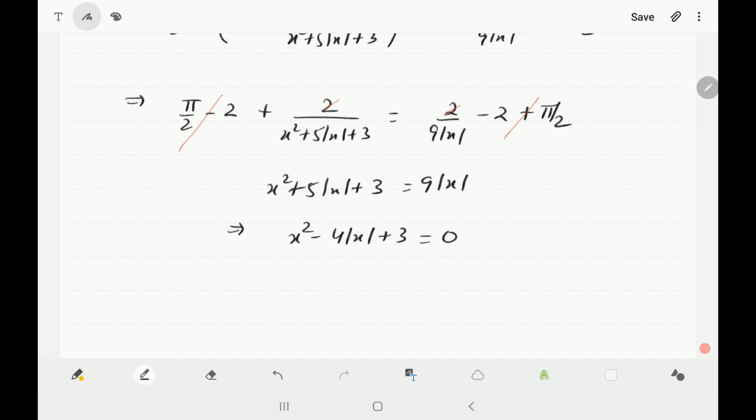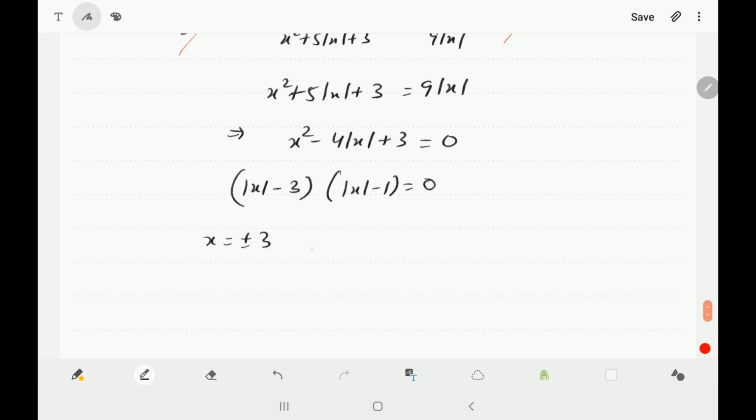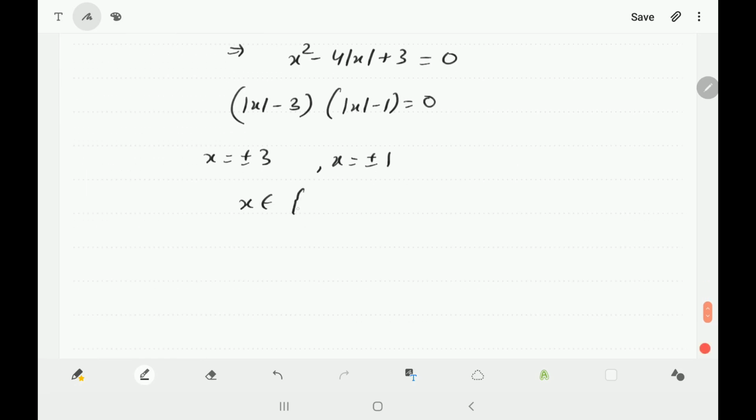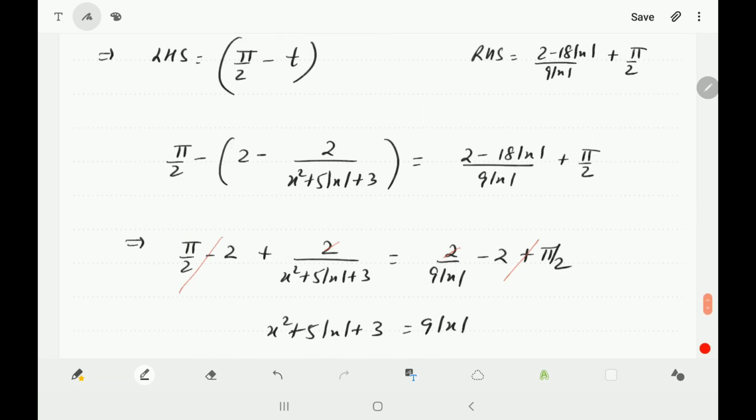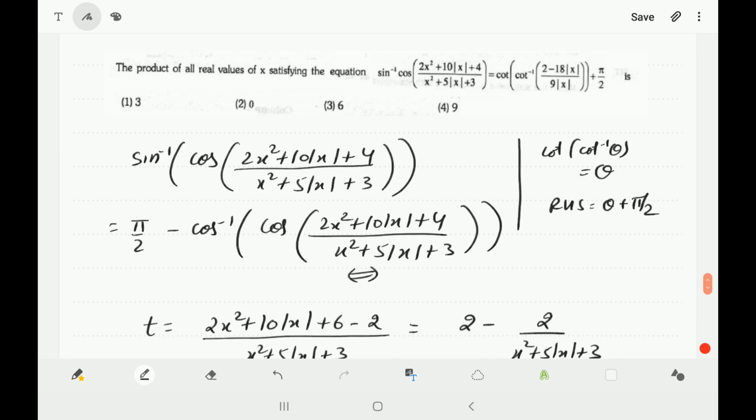So we have mod of x minus 3 into mod of x minus 1 as its factor. So you have the values of x as plus minus 3 and plus minus 1. We have to find the product of all these terms. Once you find the product of all these terms, x1, x2, x3, x4, you will get the product as 9. So for this particular problem, the answer is option D. I hope it is clear.